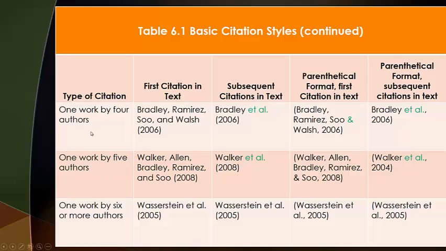I'm sorry, that was by three authors. One work by four authors. You can see where the difference is. You list all four of them the first time. If you're using parenthetical, you list all four of them, but again, we use the ampersand instead of the "and." Every subsequent time, you use et al. And then five authors, six or more authors. So six or more authors is where we see the citation, whether it's in text or parenthetical, simply list the first author and then from there on use et al. Okay?